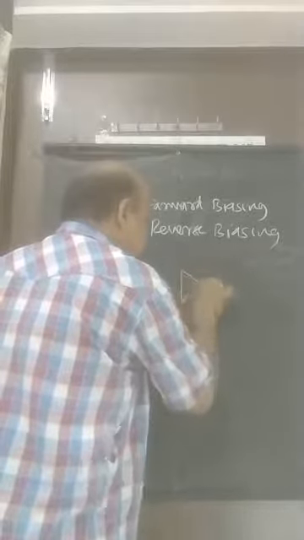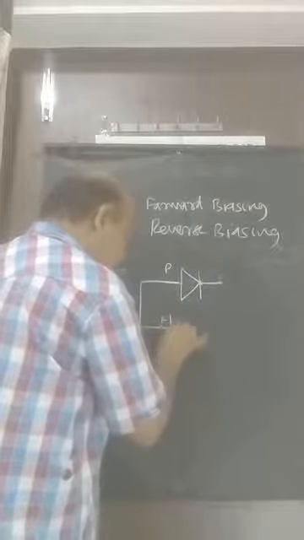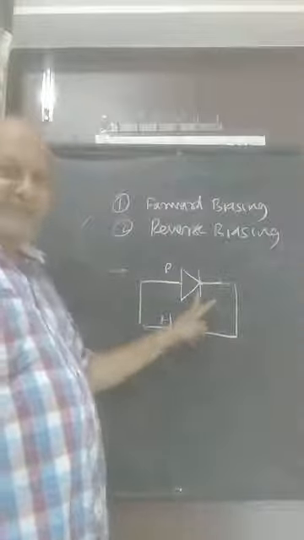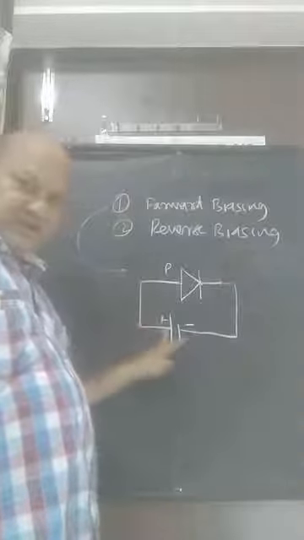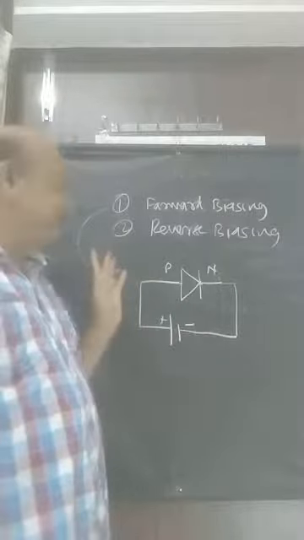Then how is this forward biasing done? Number one, forward biasing. In forward biasing, we will connect this diode, the P type, to the positive of the battery and the N type to the negative of the battery. This is the simple connection of the forward bias. This P type is connected to the positive of the battery and this N type is connected to the negative of the battery. This is called forward biasing.